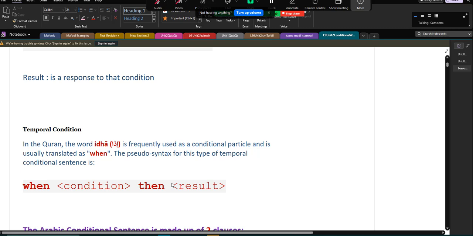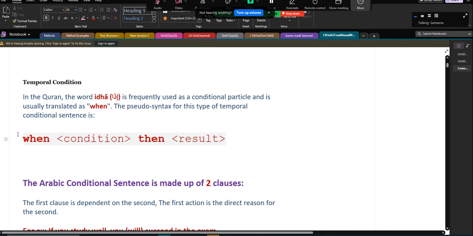So in the Quran, the word "idha" is frequently used as a conditional particle and is usually translated as when. Okay, you might have seen "idha" a lot of times in the Quran when you read it. The meaning is when. And the syntax for this type of condition is you have when, then a condition followed by then and then the result.